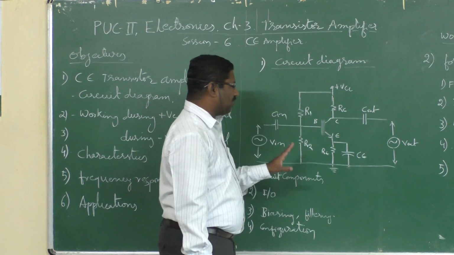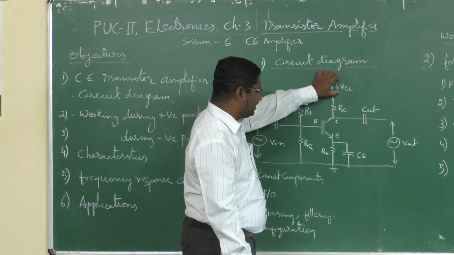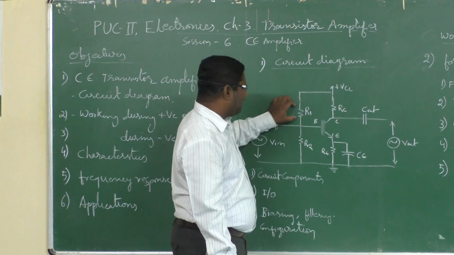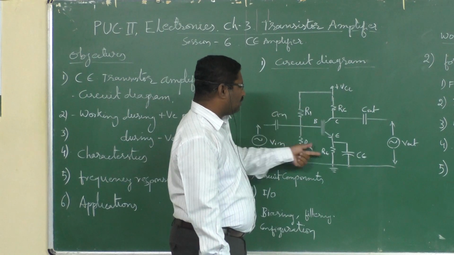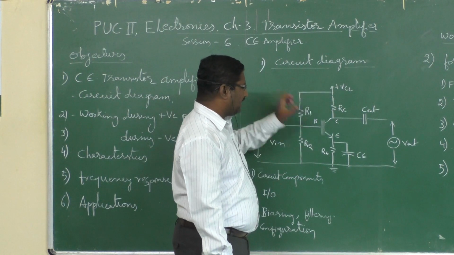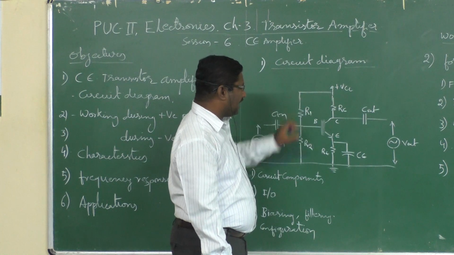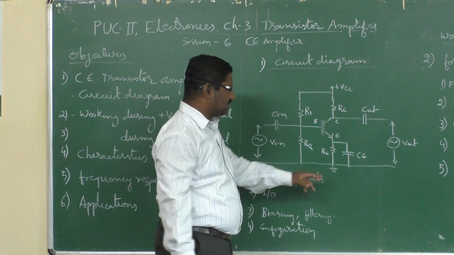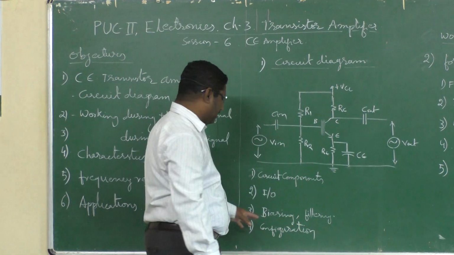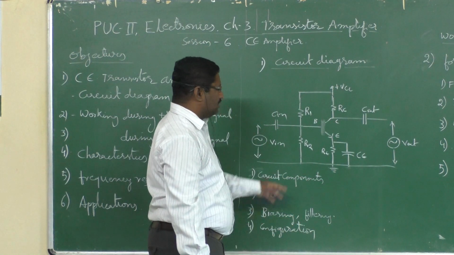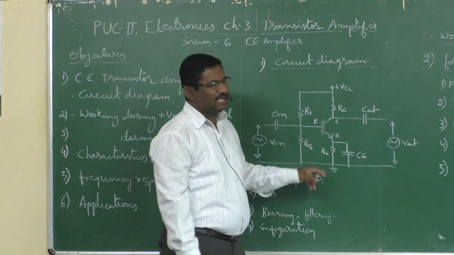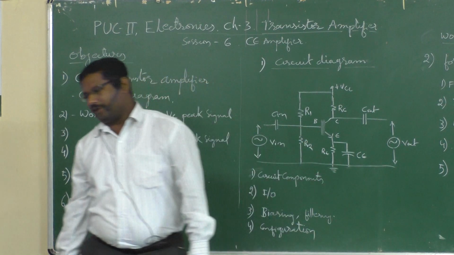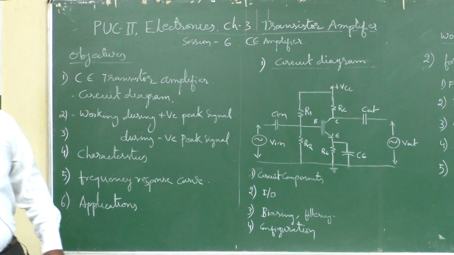Biasing is provided in this circuit by plus VCC, ground, R1, R2, RE and RC. Using these resistances, VCC and ground, the biasing is provided. Then the configuration: it is a CE amplifier, meaning common emitter amplifier. So why is it a common emitter amplifier?